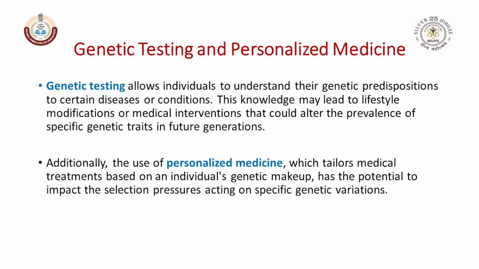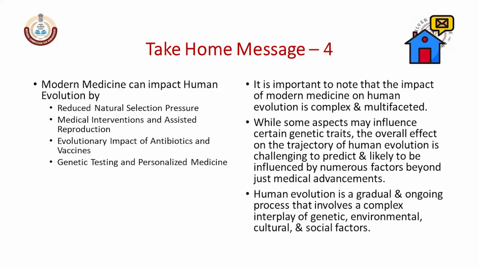So modern medicine can impact human evolution through reduced natural selection and negative selection pressures, medical interventions and assisted reproductive technologies, the evolutionary impact of antibiotics leading to multi-drug resistance and vaccinations, and genetic testing and personalized medicine. I can understand that all these things I have told you are heavily debatable. If I am on the pro side of the debate, I can argue that this is all required. If I am against, I can argue that none of it is required.